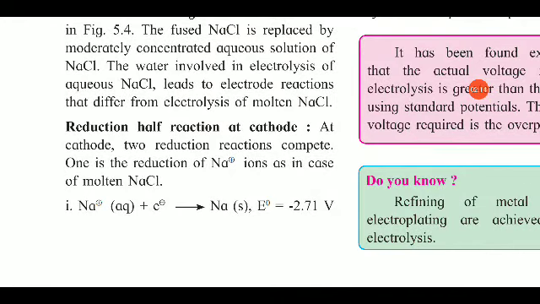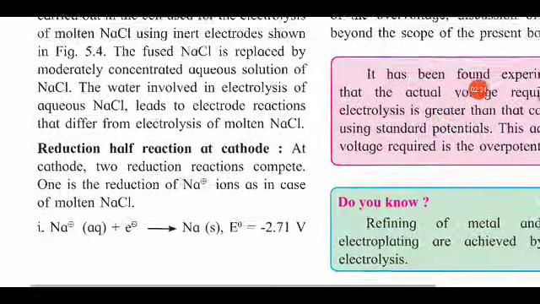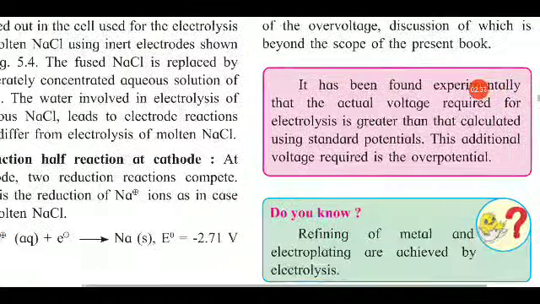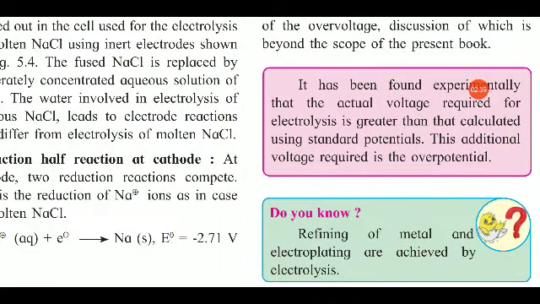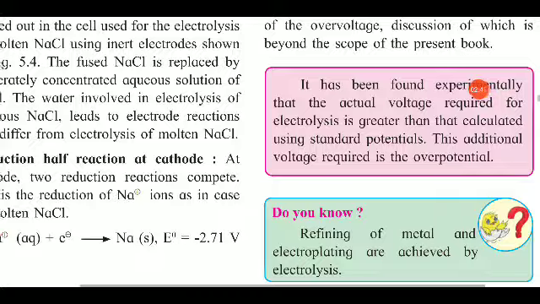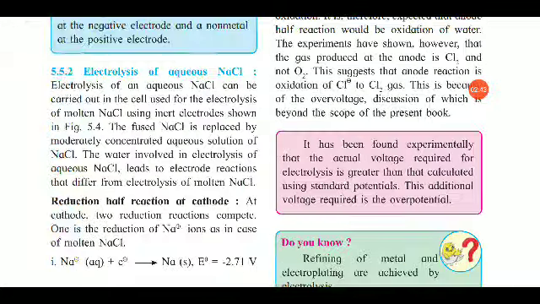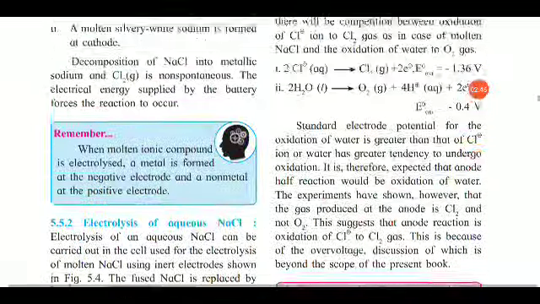At the cathode, two reduction reactions compete. One is reduction of Na plus ions, as in the case of molten NaCl that we have already seen. Na plus gets an electron and becomes a stable sodium atom, and E0 is equal to minus 2.71 volt, which is nothing but the EMF required for that reaction.